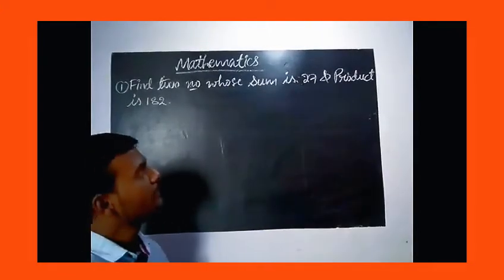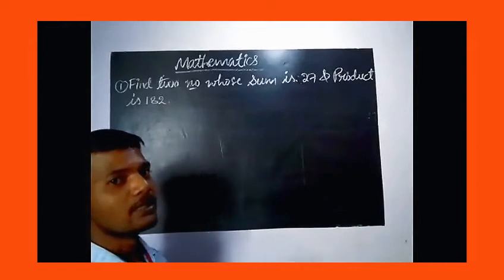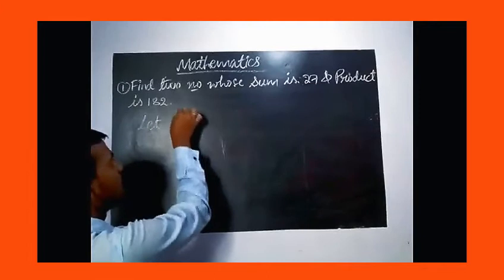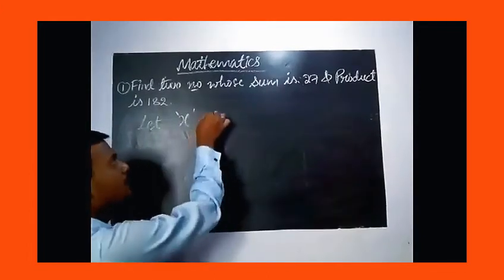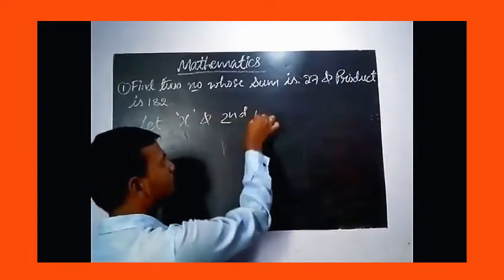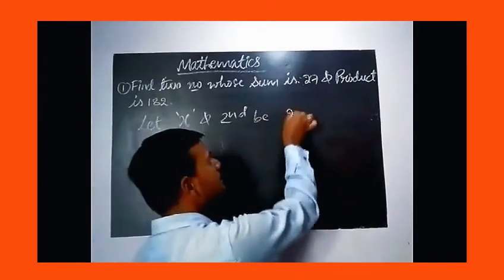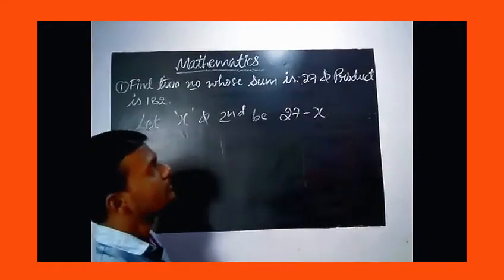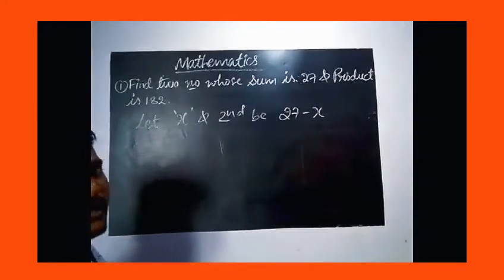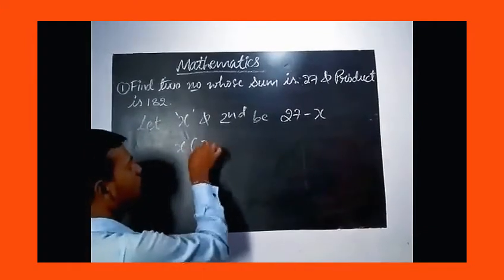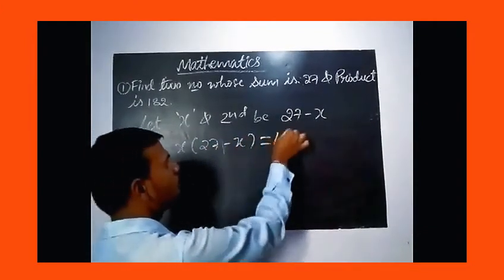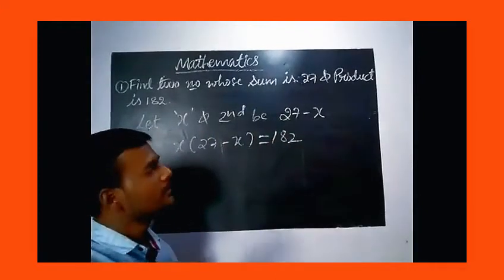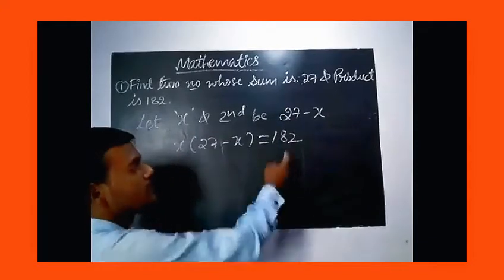Here they have given that the sum of two numbers is 27. So let the first number be x and the second number will be 27 minus x. Their product is equal to 182. So x into 27 minus x is equal to 182. x is one number and 27 minus x is the other number. Their sum is equal to 27 and their product is equal to 182.